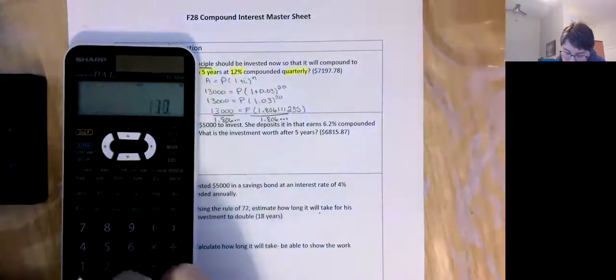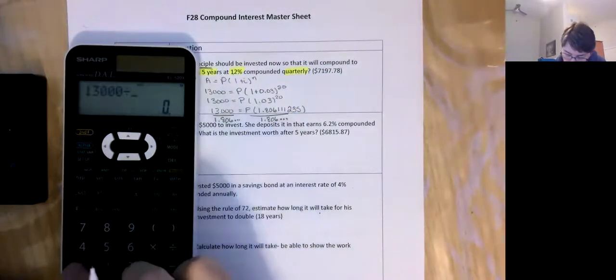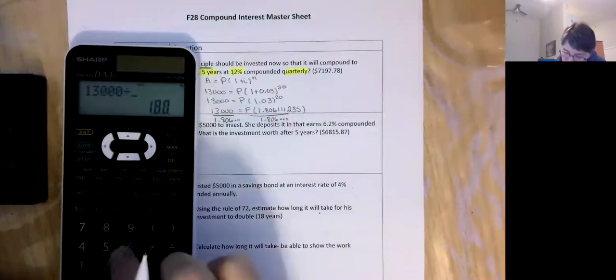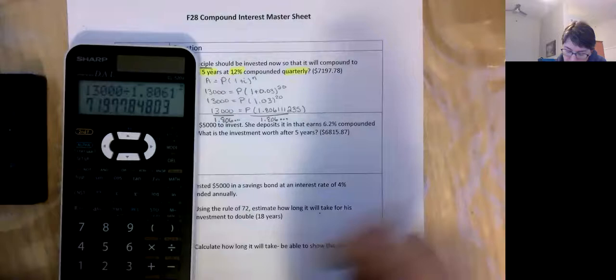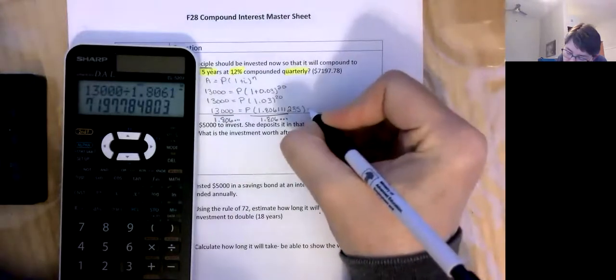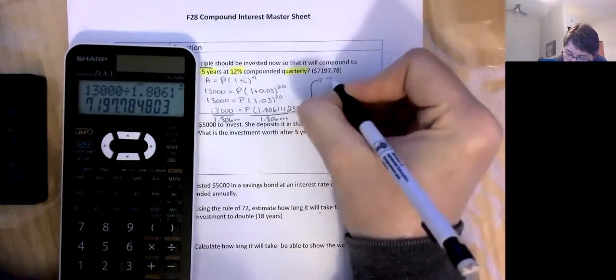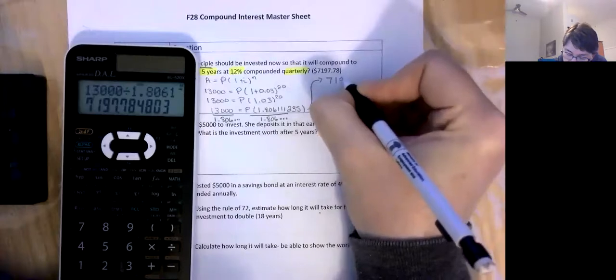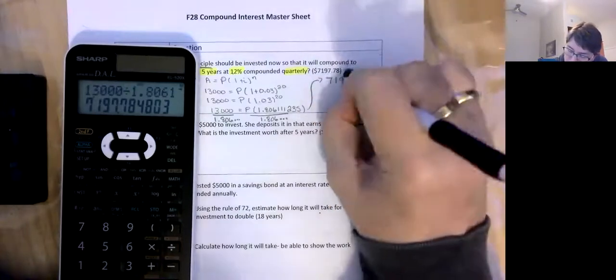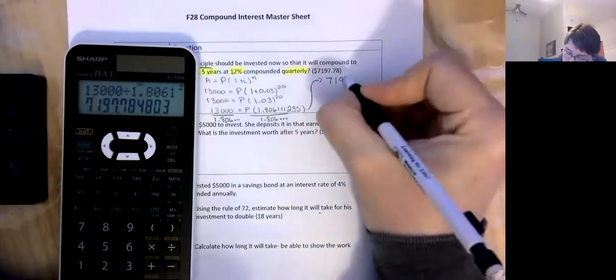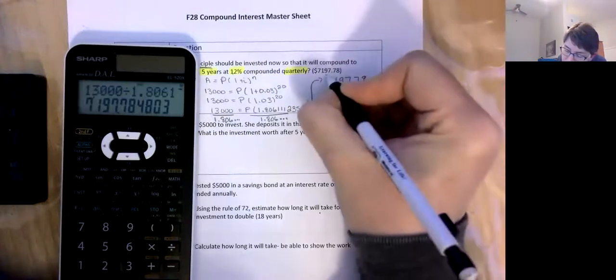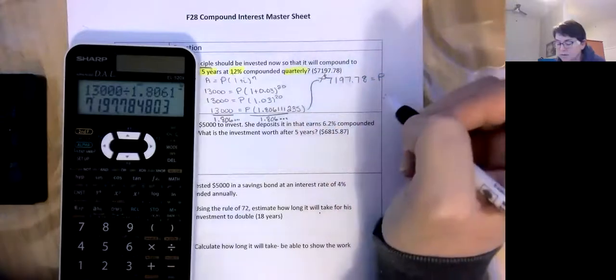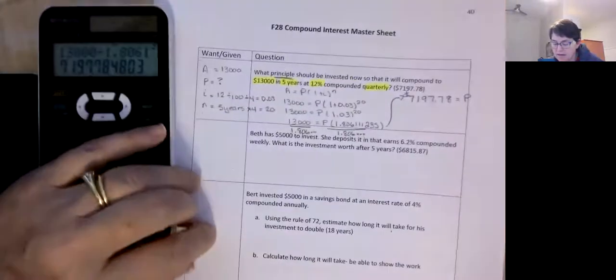So if we go 13,000 divided by 1.806111235, we have $7,198. Whoopsies, no, rounding too soon. 7,198.78 is equal to our principal. And ta-da, that's what it said up there too. That's nice. Okay, next one.